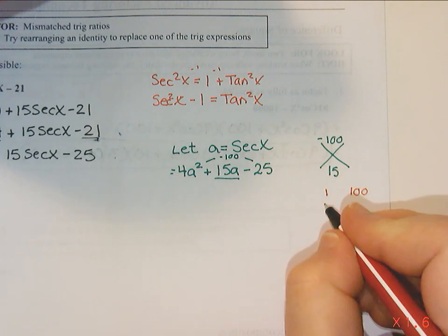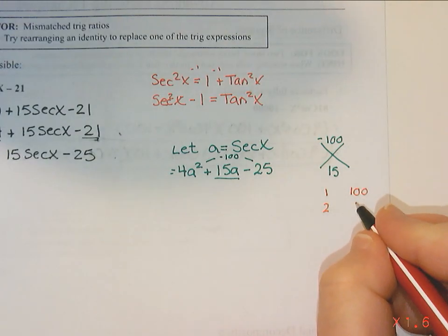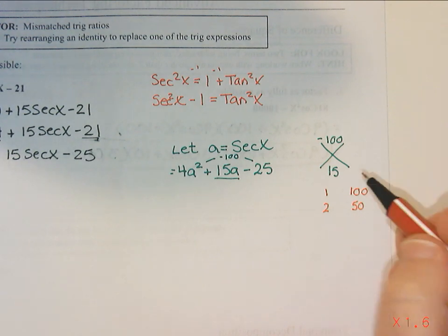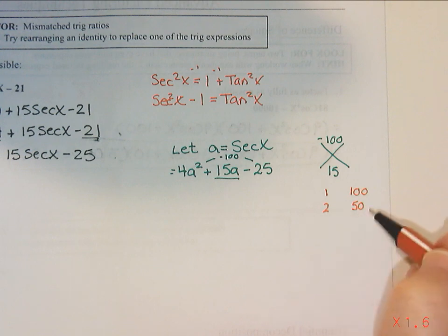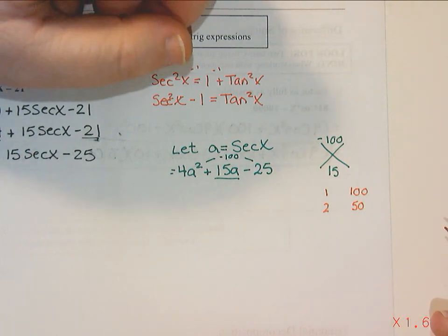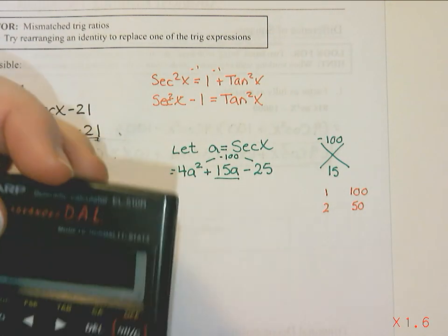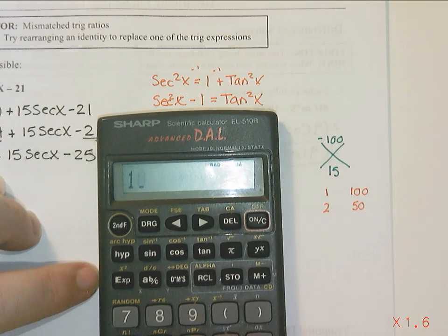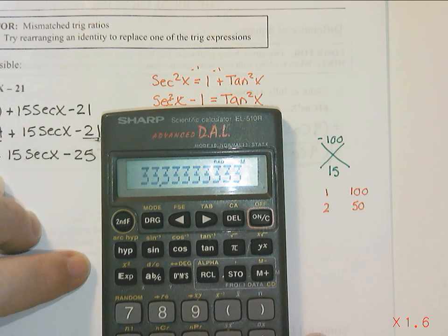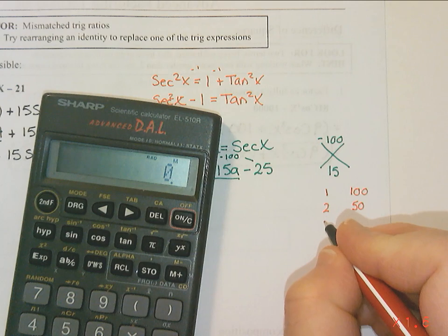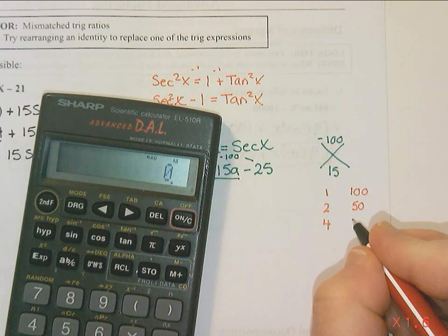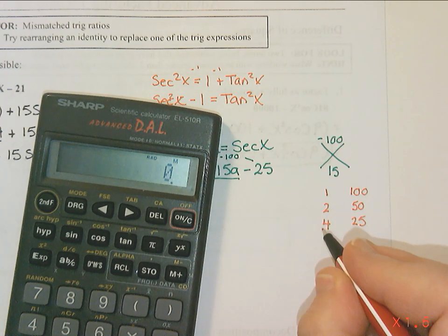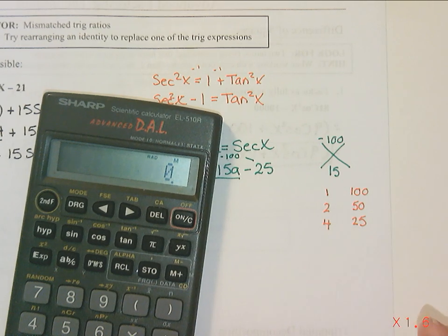All right, then I'm going to move up to 2. 100 divided by 2 is 50. Can I make a 15 out of a 2 and a 50? If I add them, I get 52. If I subtract them, I get 48. So that's a no. 3, 100 does not divide evenly by 3. I get a decimal, so we're going to skip that. I will go for 4. 100 divided by 4 is 25. If I add, I get 29. If I subtract, I get 21. Still not 15.